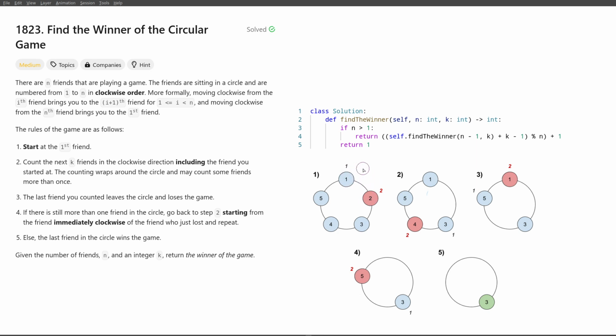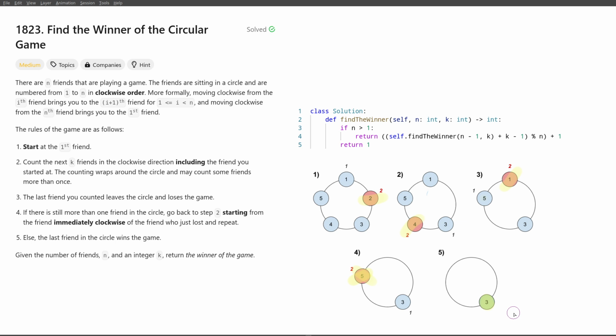So we start at 1, we reach 2, and that's 2 steps. And we cross out 2 from the game. We take another 2 steps, we cross out 4, another 2 steps, we cross out 1. And now we do 2 steps, so we skip over 1 who has been crossed out, we reach 3, that's the first step. We skip over 4 who's been crossed out, we reach 5. We cross out 5, and 3 is the last remaining person, so 3 is the winner of the game.